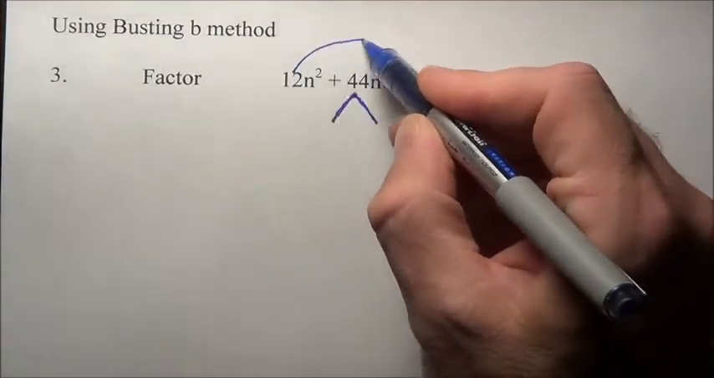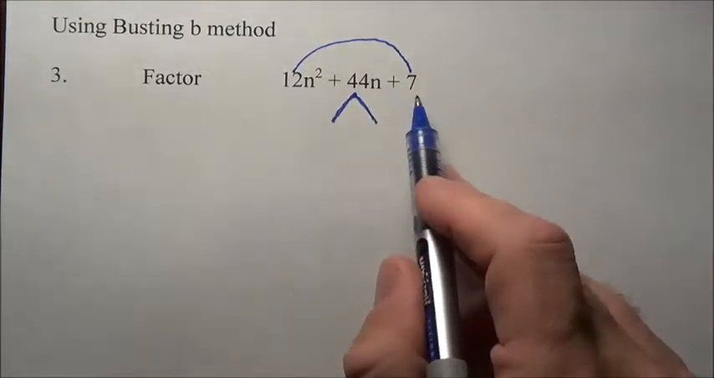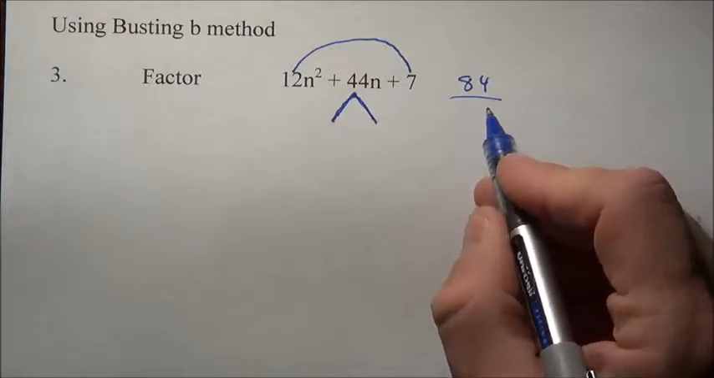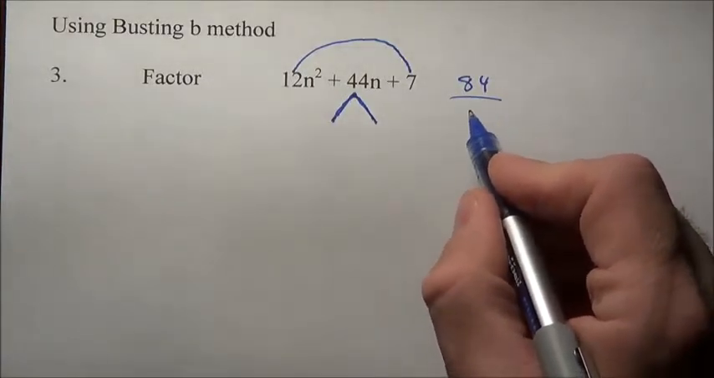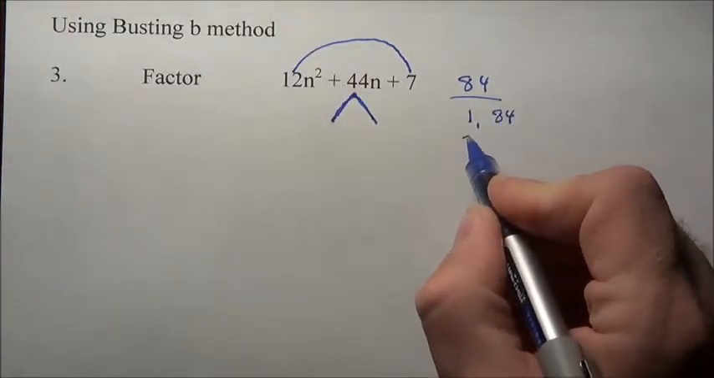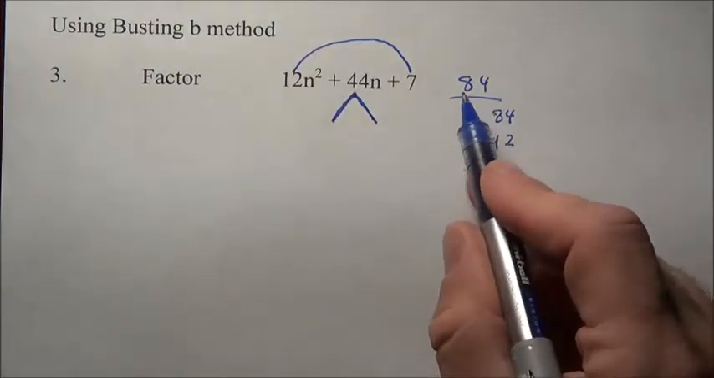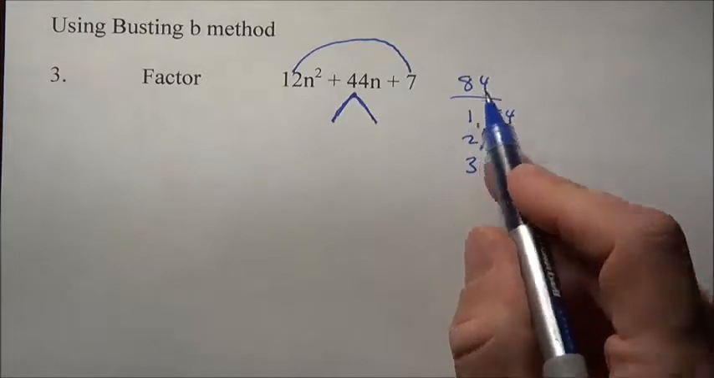Well, the way we start this is I'm going to decide how to bust B apart by taking the A value times the C value. 12 times 7 is 84. So I have to think of the multiples of 84. 1 and 84. 2, 42. 3 goes, I know 8 plus 4 is 12, so I know 3 will go into it.